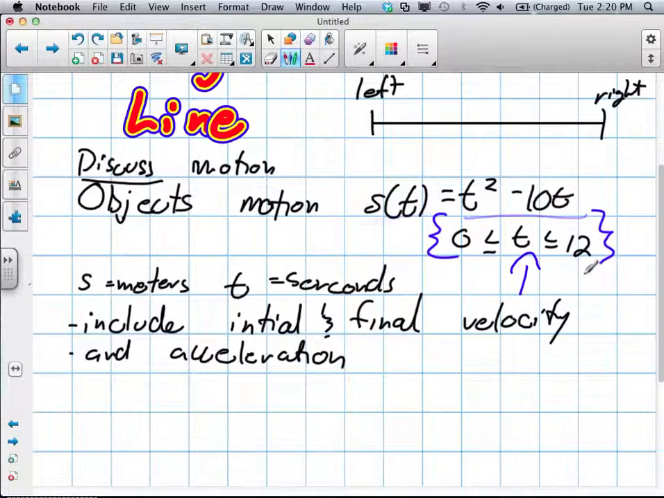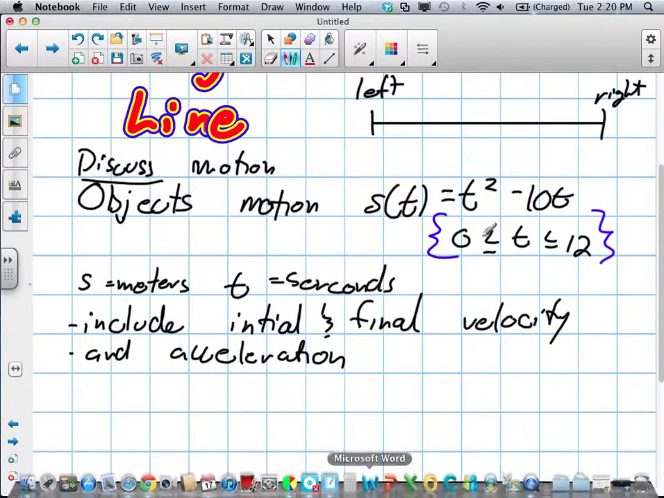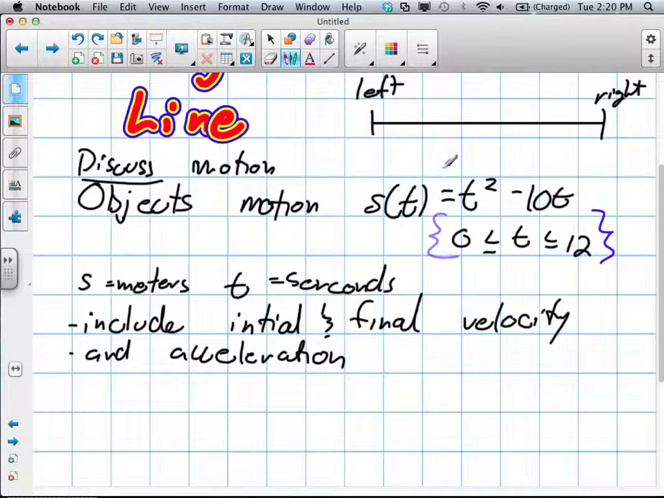If you remember in the other one, we couldn't have anything less than 0. That helped us out with solving one of the questions. Okay, so we're only talking about time between 0 and 12 seconds. S is in meters, so displacement in meters in terms of seconds.